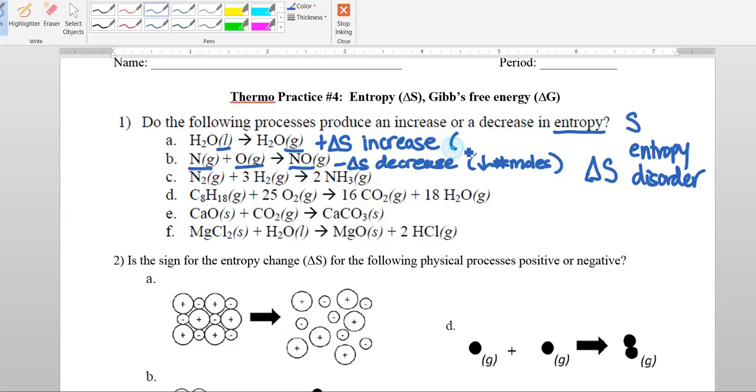Let's go back to part A. The reason why there's an increase here is because it went from a liquid to a gas. So the main things you're looking for is there a phase change, or is there a change in the number of moles before and after a chemical reaction?